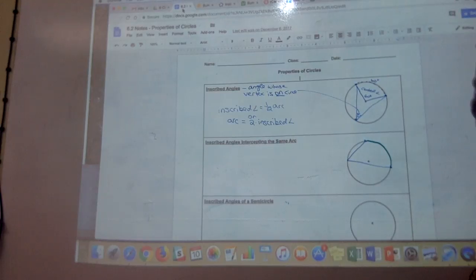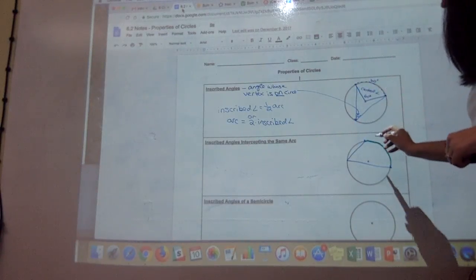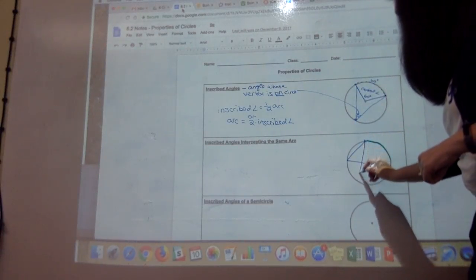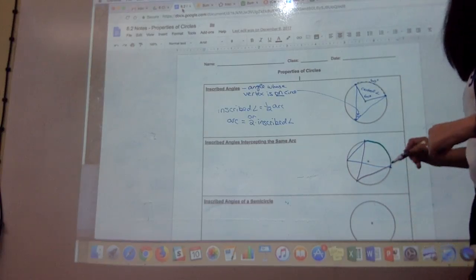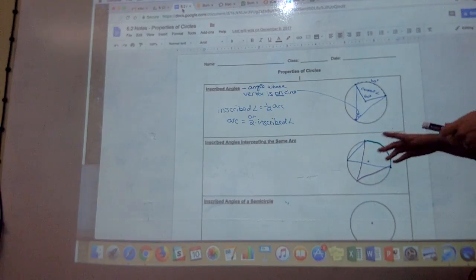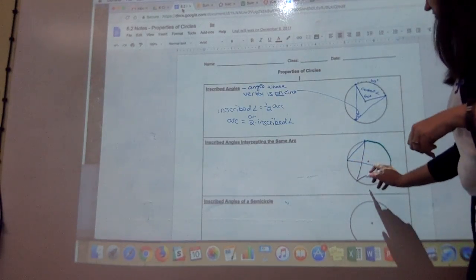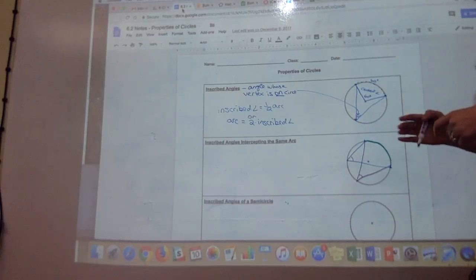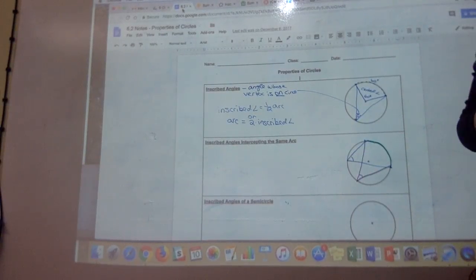Okay, so now I'm going to draw a second inscribed angle, but it's going to intercept the same arc. So I'm going to make this one come down to right here. Does that make sense? Wouldn't those be the same angle? There you go. So these two angles would have to be the same because they would both have half of that arc. Good.